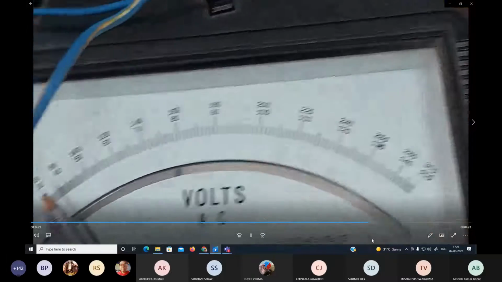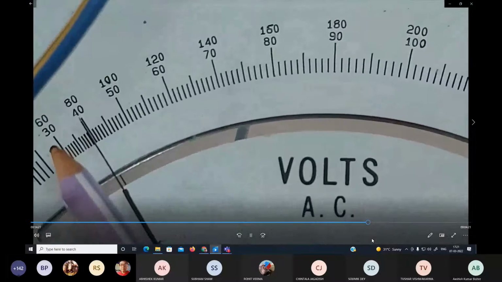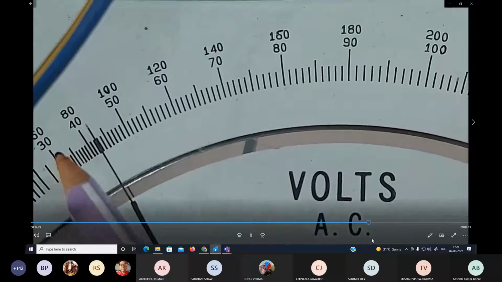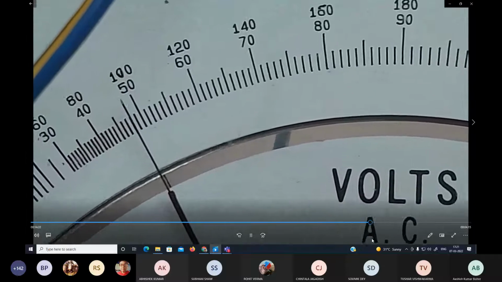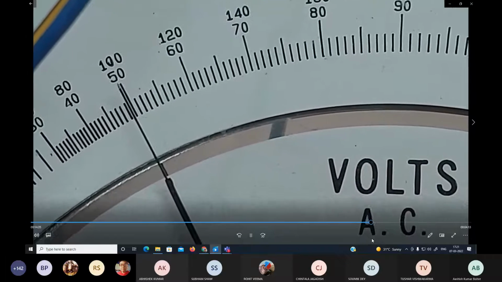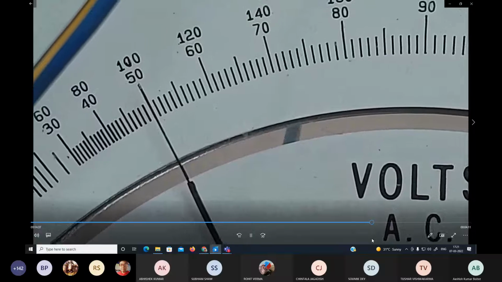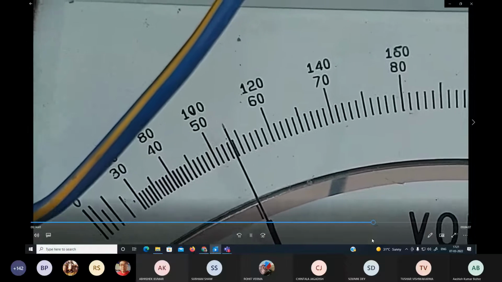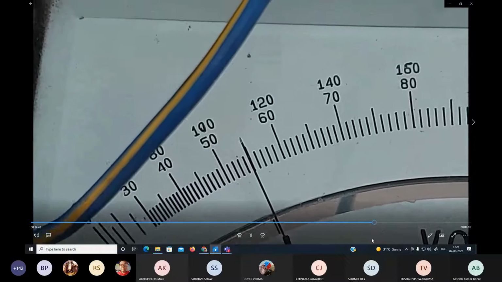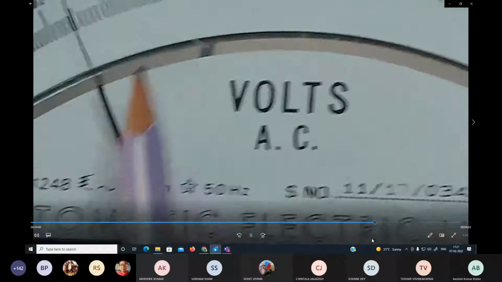So now it is increasing. I am just increasing. Now you see this indication is increasing. Now it has reached 50. We have to go to 55, so I have to increase a little bit, 5 more. Now it is 55. You see, this is the primary voltage. It is 55 now.